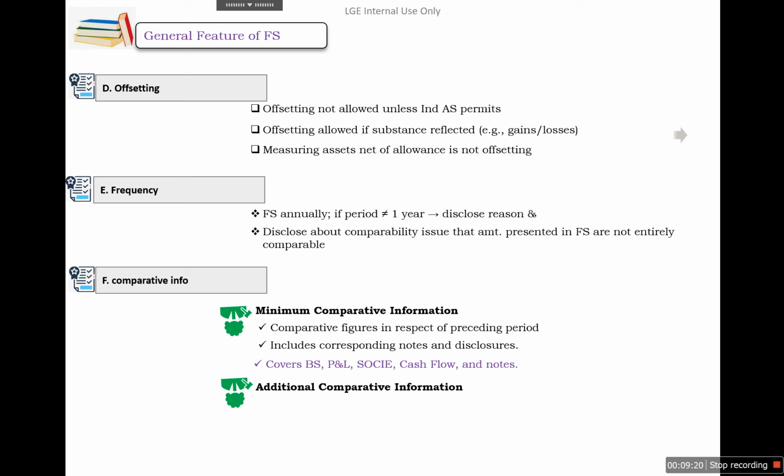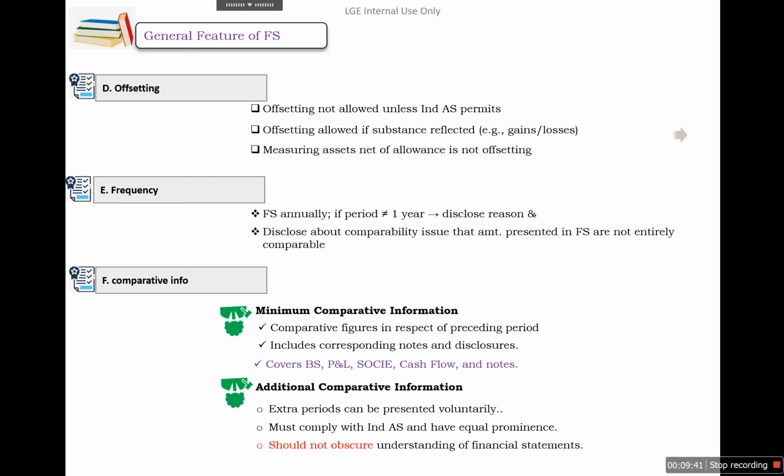Enterprises may present additional comparative information, and an extra period can be presented voluntarily. But we need to take care that it does not result in obscuring the information. And it must comply with the Ind AS and should have equal prominence when presented. It should not obscure understanding of the financial statements, which we have already discussed.